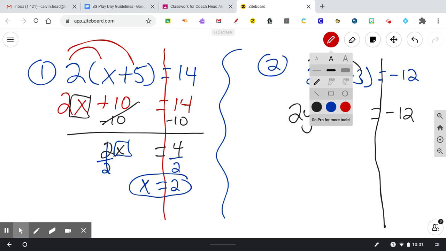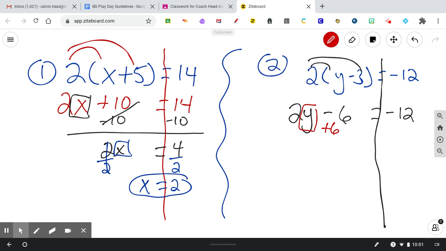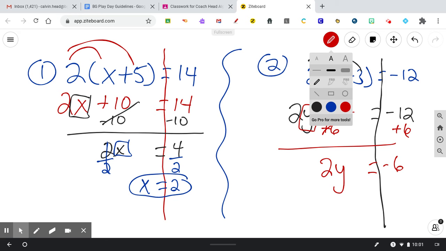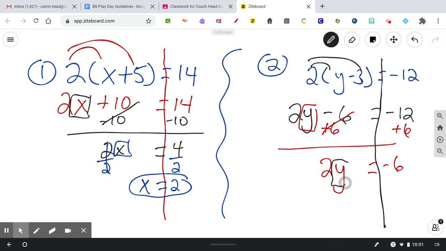Again, I'm trying to get y in isolation by itself, so I'm going to move the 6. Bring down my 2y. Negative 12 plus 6 is negative 6. And then my last step, again trying to get y by itself, I'm going to divide both sides by 2. And y equals negative 3, since negative 6 divided by 2 is negative 3.